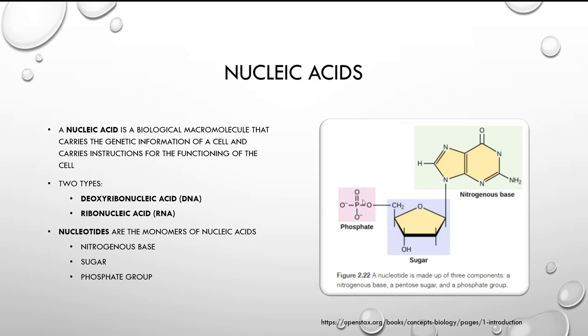The phosphate group is attached to the sugar, and then the sugar is attached to the nitrogenous base. Okay? And the sugar is a pentose sugar, which, pentose meaning 5, is a 5 carbon sugar. We'll get into more detail. Basically, deoxyribose is a type of pentose sugar, and ribose is a type of pentose sugar. So deoxyribose sugar makes up DNA, and ribose sugar makes up RNA.